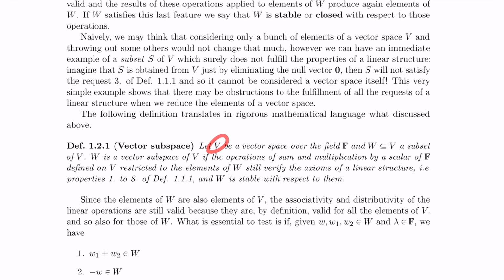Consider a vector space V over the field F and a subset W of V. Then W is said to be a vector subspace of V if the operations of sum and multiplication by a scalar of the field F, restricted to the elements of W, still verify all the axioms of linear structure that appear in the definition of a vector space.